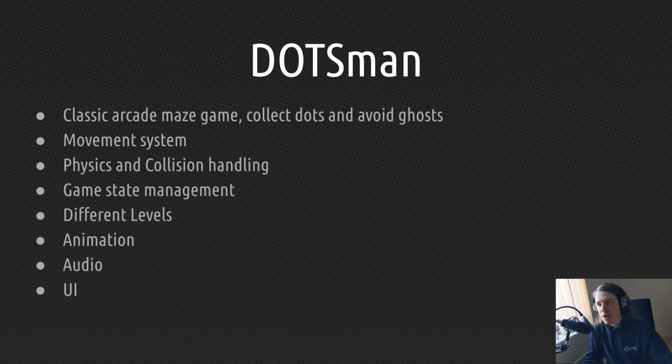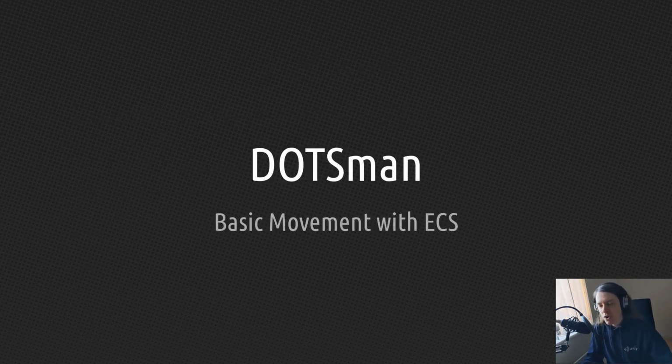And obviously, we're going to want all kinds of gameplay features. So we're going to want different levels in there. It'd be nice if we could have some animation, some audio, and some basic UI. So these are the things we're going to cover. We're going to cover how to get all of this working in an ECS environment. So let's get started, and we're going to make basic movement with ECS.